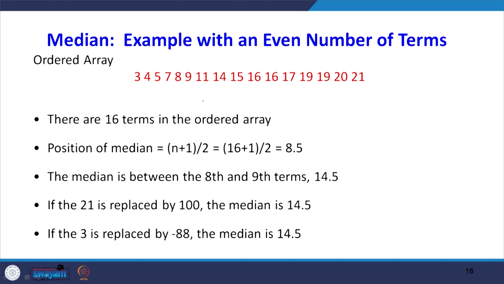There are 16 terms in the ordered array, an even number. The position of the median is (n plus 1) by 2, that is 16 plus 1 by 2, which is 8.5. So, we have to look at the term at position 8.5. That is, the median is between the 8th and 9th term. Here the 8th term is 14, the 9th term is 15. So, the average of those is 14.5. Again, if the 21 is replaced by 100, the median is the same, 14.5. If the 3 is replaced by minus 88, still the median is 14.5.